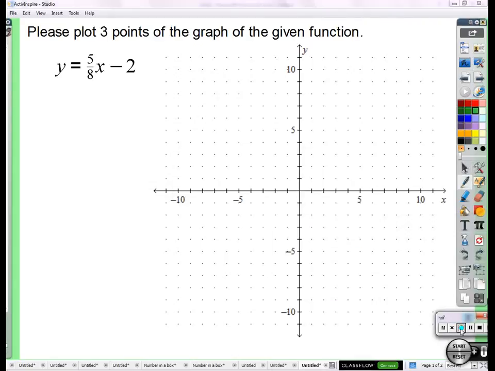Okay, before we get too far, I want to remind you of something. So let's start from the beginning. I want you to find 3 points, right? How do I know where I should plot any of the points for this function? How do I find points for this function?